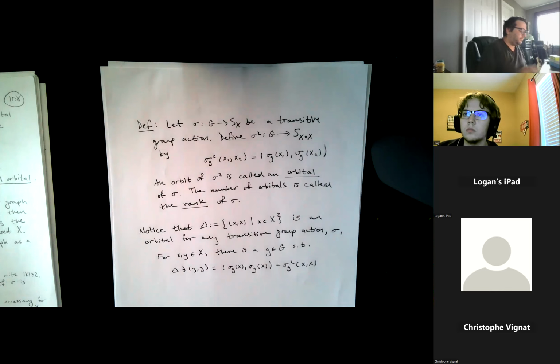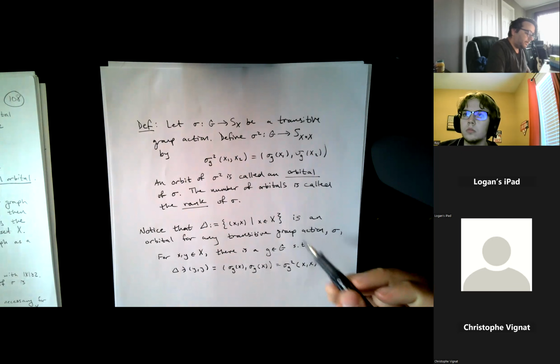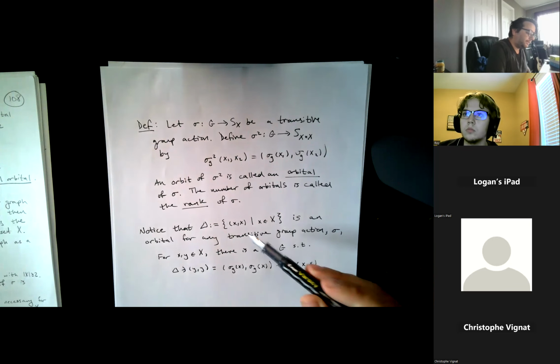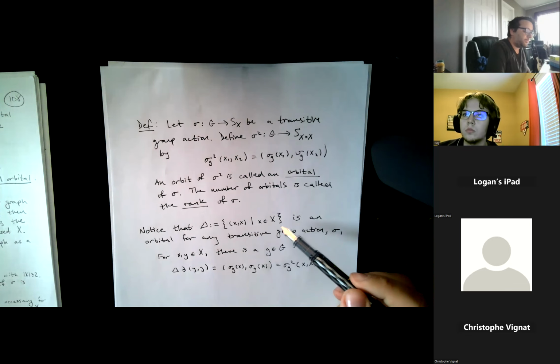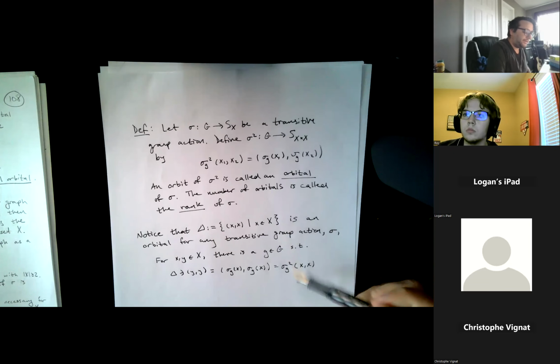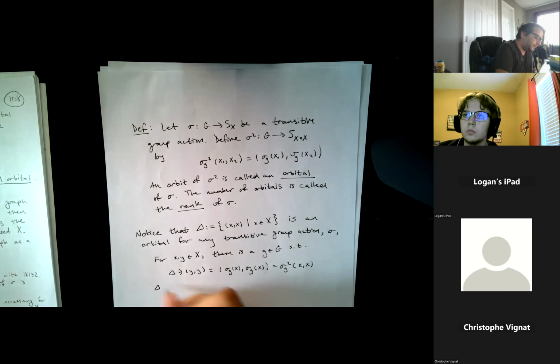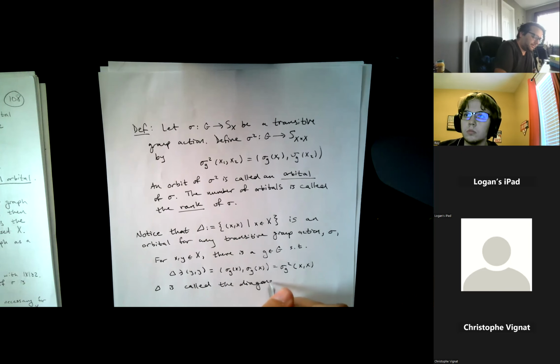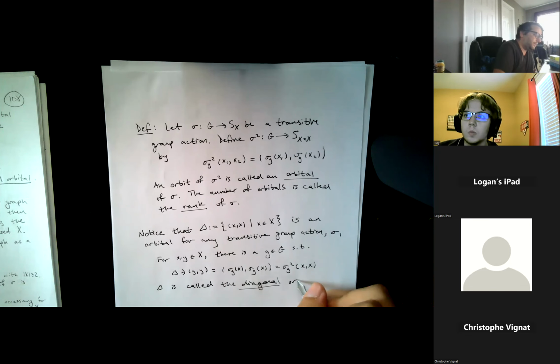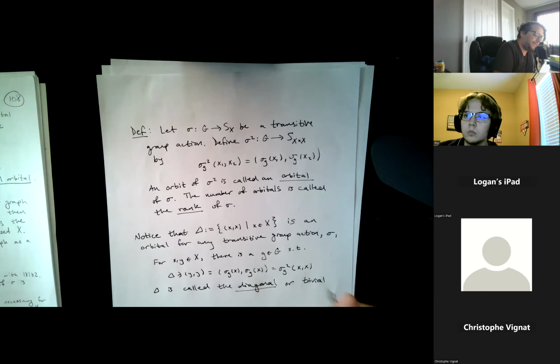Okay, so this implies that this diagonal set is an orbital. Why? Because it's an orbit of sigma 2. Okay, so delta is either called the diagonal or the trivial orbit. Sorry, trivial orbital. I'm going to keep making that mistake.